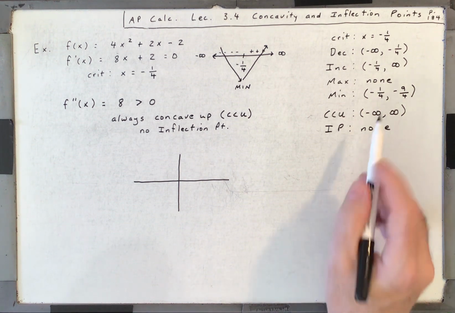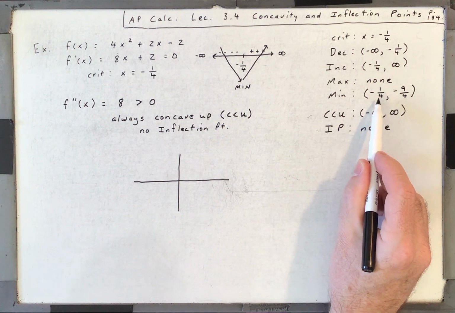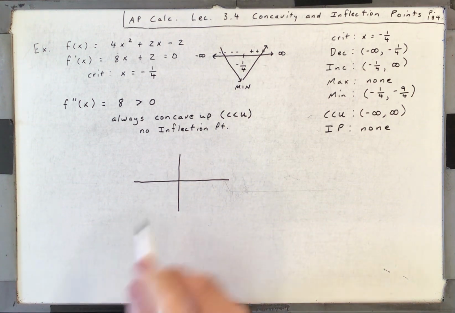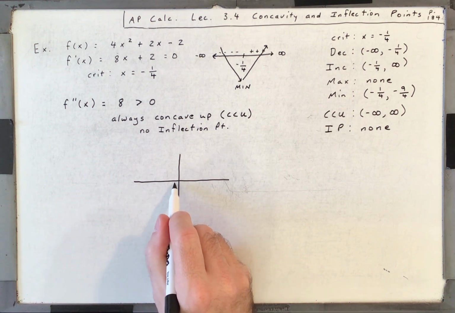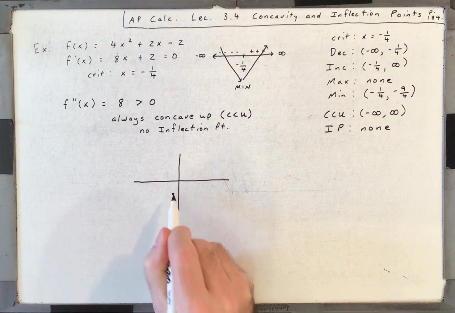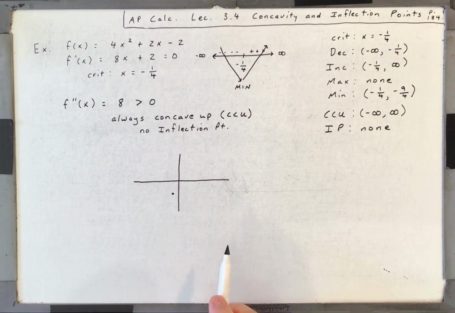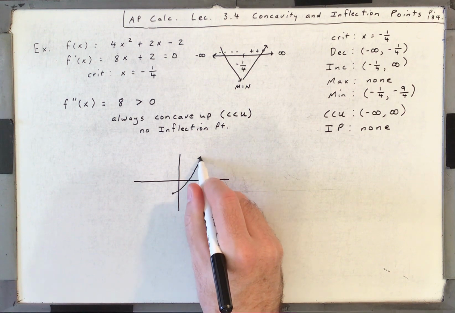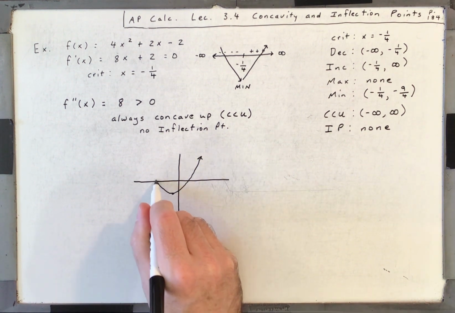First of all, let's start with the minimum. Negative 1/4, that's over to the left a bit, and negative 9/4, that's a little bit less than negative 2. So let's just say that's about right here. We know it's always concave up. So our parabola would look something like this.